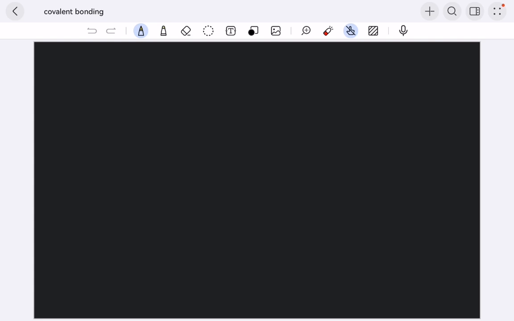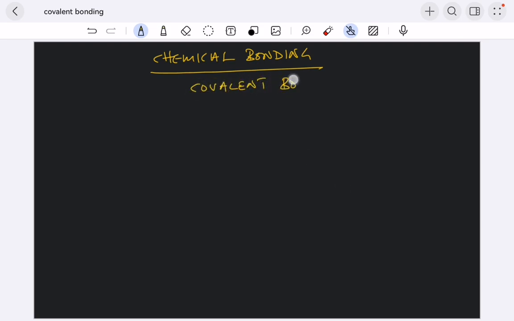In today's video we are going to look at covalent bonding. So we are still looking at chemical bonding, but today we'll focus on covalent bonding. So what is covalent bonding?